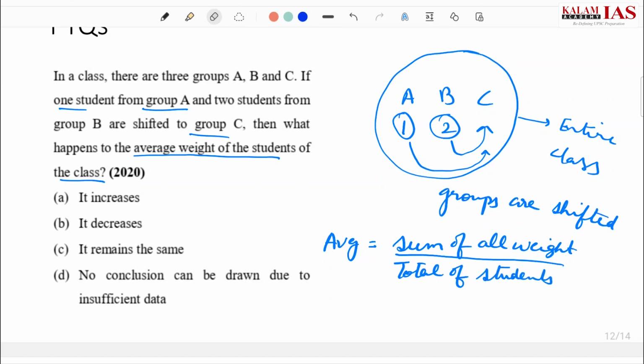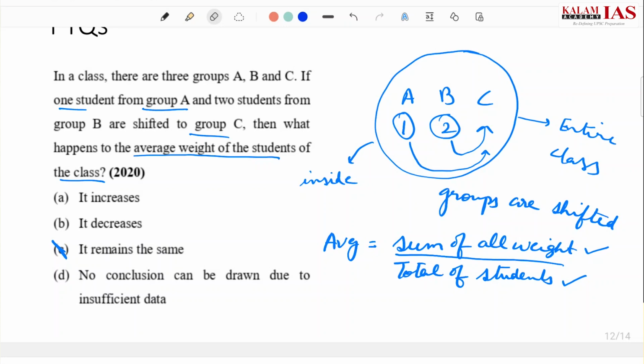Now as we can see, the number of students is the same, just their position is shifted from group A to group C or group B to group C. So the sum of weights will be the same and the total number of students also remains the same, because they are all just moving inside the classroom, they are not going outside the classroom. So the average weight of the students in the class before and after is the same, so it remains the same. As you can see, there was no maths involved, we have to just think logically.